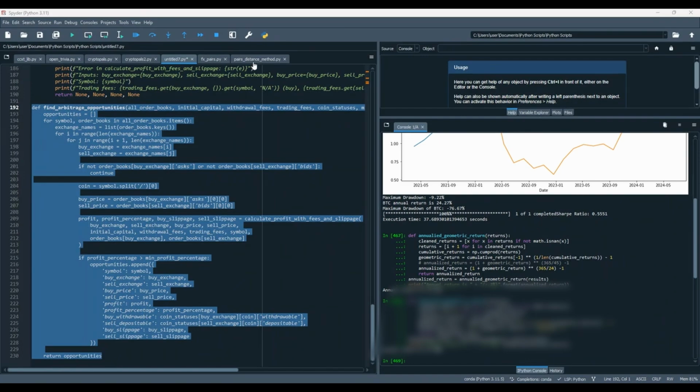Minimum profit. Its parameters are all order books. It's a dictionary where keys are asset symbols like BTC USD, and values are the order books from different exchanges. Initial capital, the amount of capital you want to invest in the arbitrage trade. Withdrawal fees and trading fees, these are clear. I think these are dictionaries.